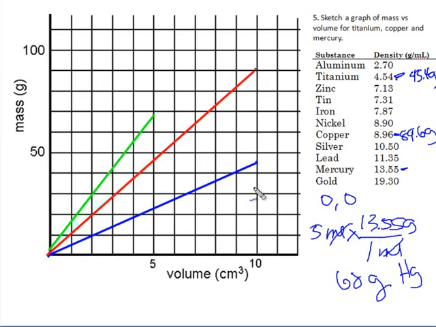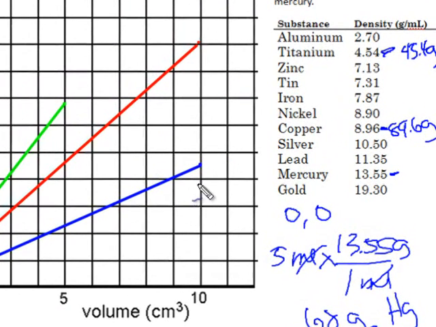So let's label these. This is titanium, which is Ti. This is copper, which is Cu. And this is mercury, which is Hg. Alright, there we go.